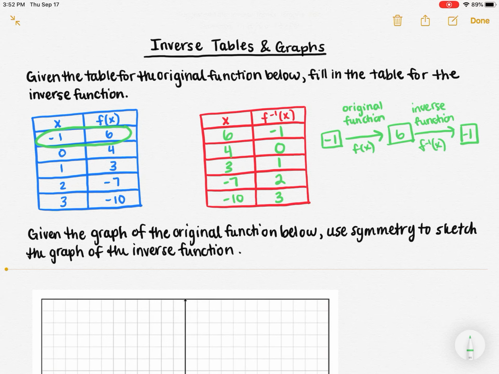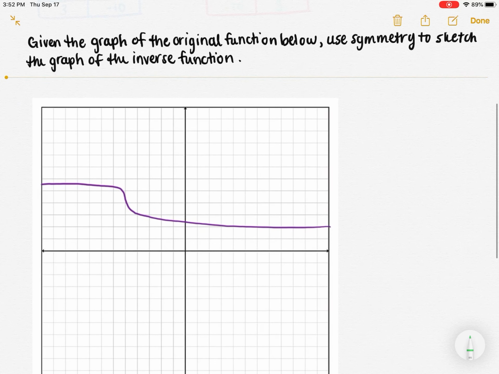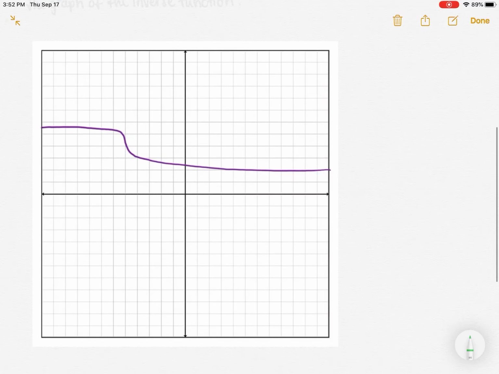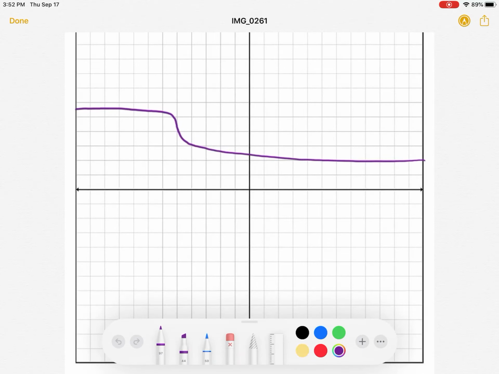Now we're going to take a look at graphing an inverse function when we're given an original function. So it says, given the graph of the original function, which is purple below, use symmetry to sketch the graph of the inverse function. So I'm going to go ahead and zoom in on this graph. And this is my original function in purple.